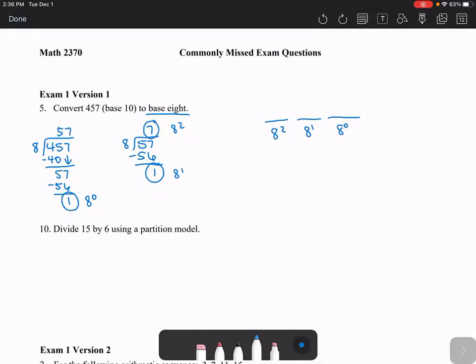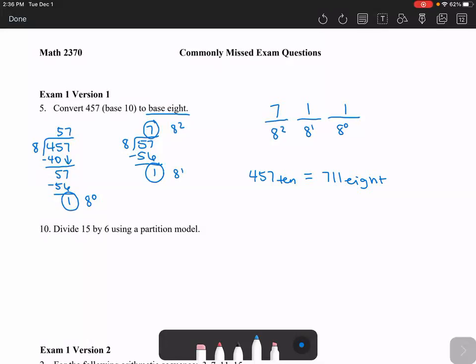So when we write this out, in our 8 to the 0, we have 1. In 8 to the 1, we have 1. And in 8 squared, we have 7. And that's all we have to do. So 457 base 10 is 711 base 8. Remember, even though we say 711 just like the base 10 number, a lot of times when we're talking in other bases, we say it digit by digit, because 711 base 8 represents the value 457.